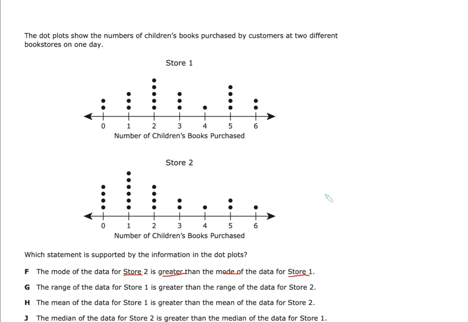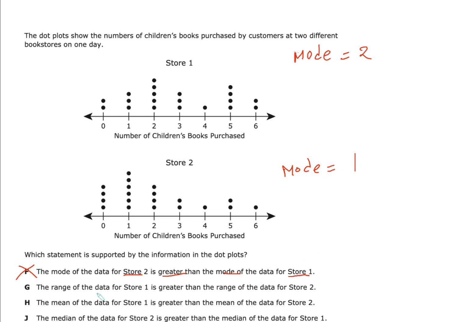Now F says the mode of the data for store 2 is greater than the mode for data store 1. Now we know mode is the number that appears the most. So for store 1, your mode is 2. And for store 2, the mode is 1. But they're saying that the mode for the data for store 2 is greater. Now that is false because for store 2, the mode is less.